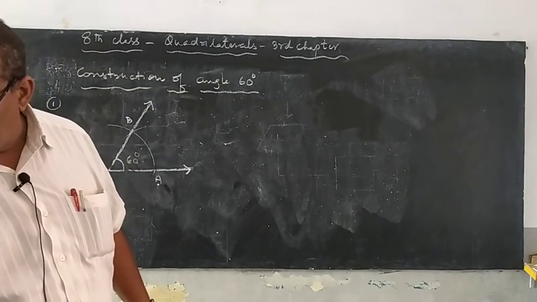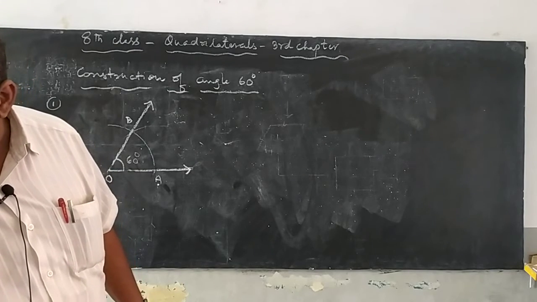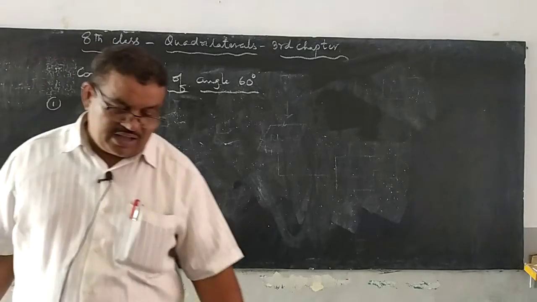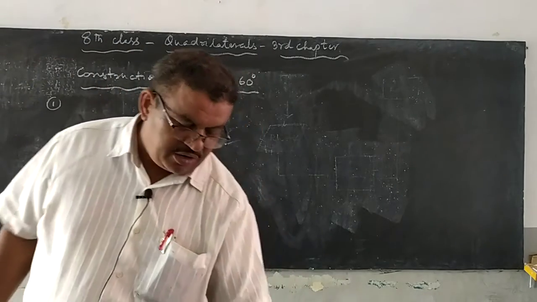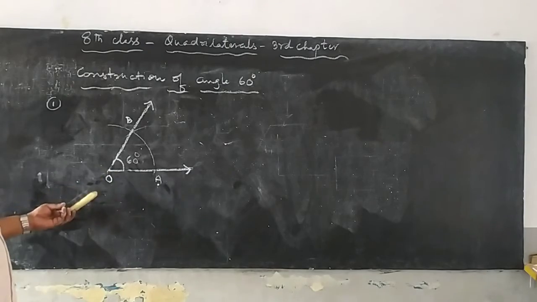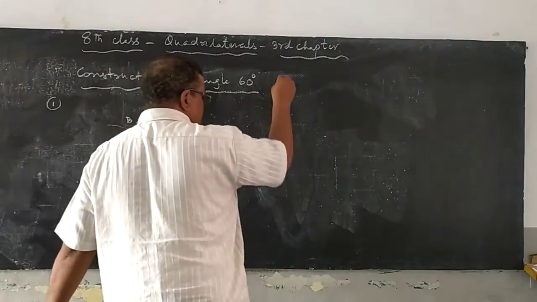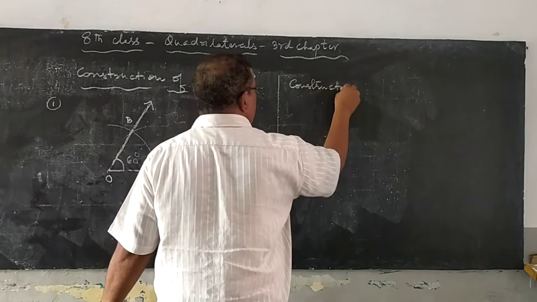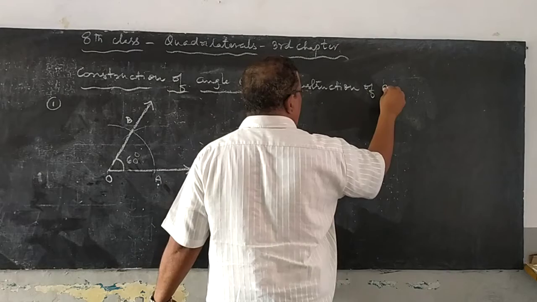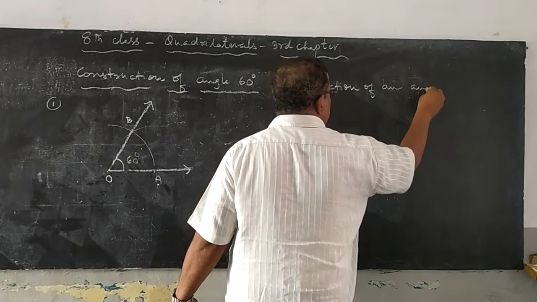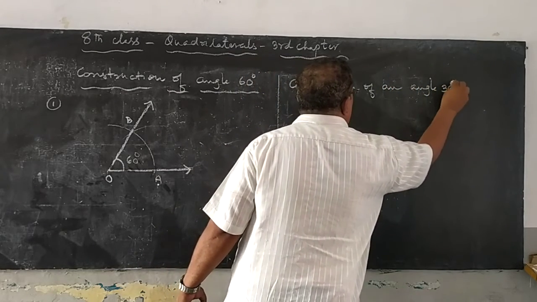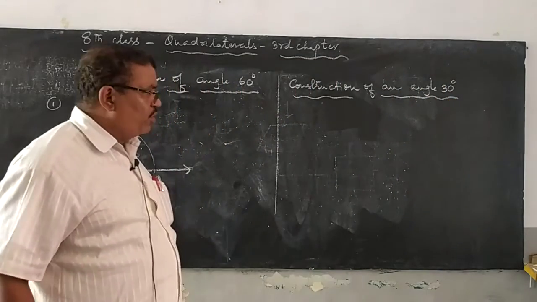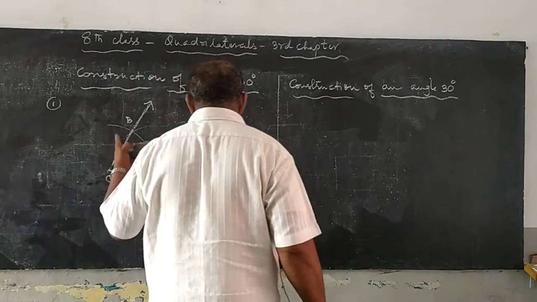Now we need to go for the construction of an angle of 30 degrees. How do we have to make the angle 30 degrees? Once again, children, this is the construction of angle 60 degrees. Next one is the construction of an angle of 30 degrees. How did we make the construction of angle 30 degrees, children? Very important. The same process only.